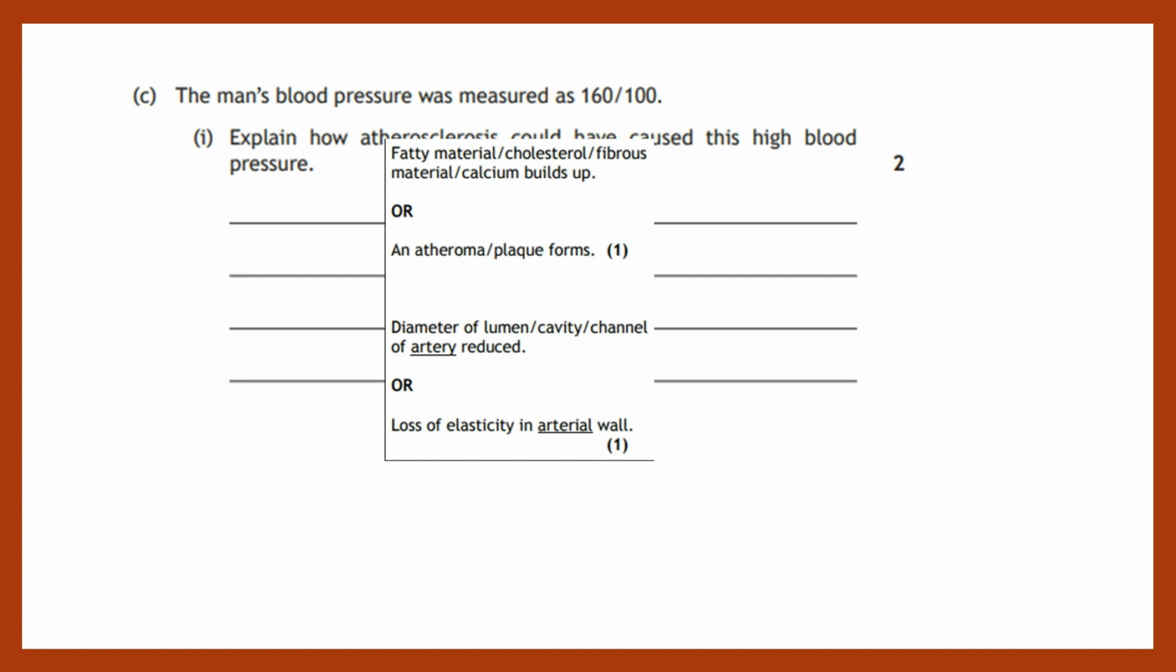So 2 marks. So for the first mark, you could have said fatty material or cholesterol or fibrous material, calcium builds up, or an atheroma or plaque forms. And then for mark 2, you can say the diameter of the lumen, cavity, channel of the artery is reduced, or there's loss of elasticity in the arterial wall. So artery, arterial is underlined there. You must be clear that this is happening within an artery specifically.